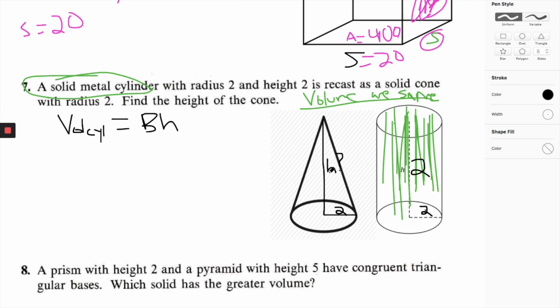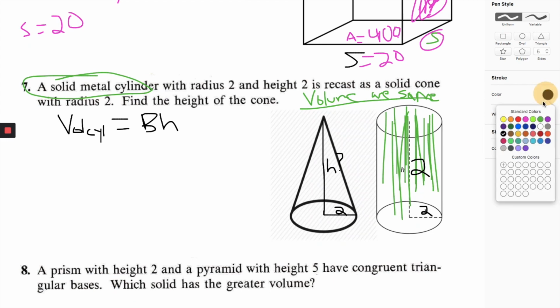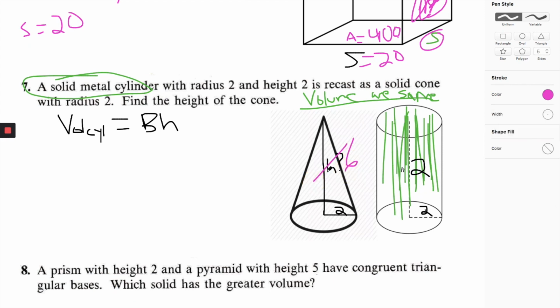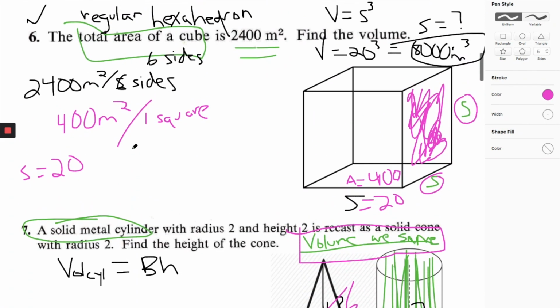Do you have the answer? Do you know what h has to be? Well, check it out. I'm going to switch this to 6. That's right. The height of this has to be 6 in order for the volume to be the same. And I'll solve it fully so you get the rest of the answer, right?